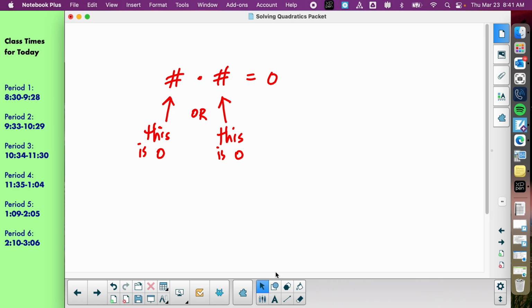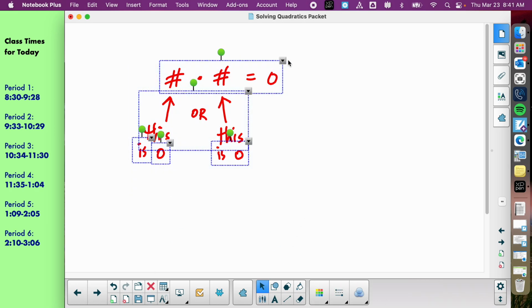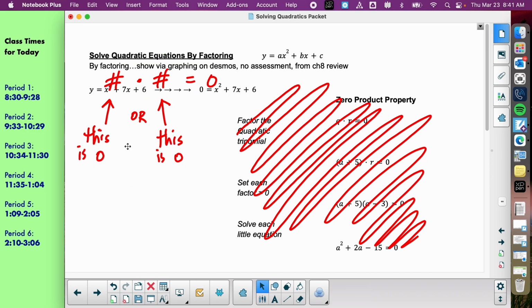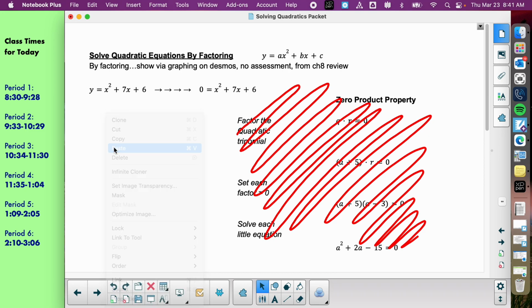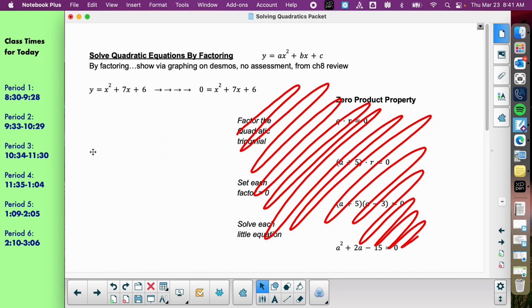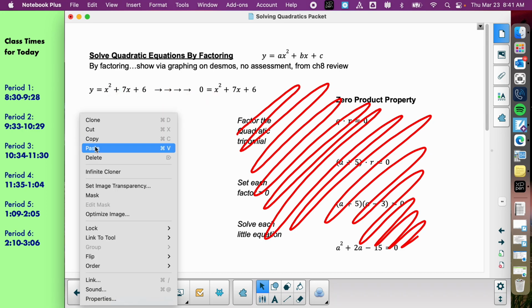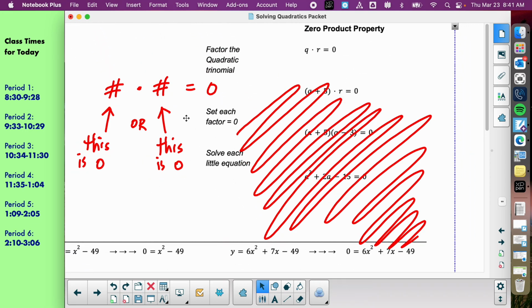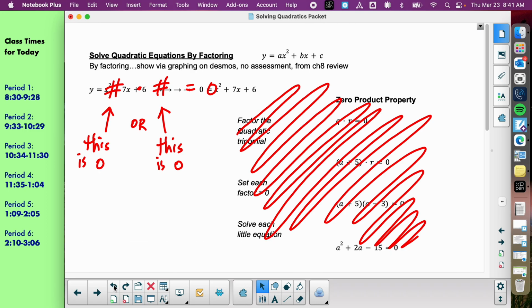Hold on, just let me copy and paste. That'd be easier. Oh, son of a gun. What? Why is it not letting me do that? Okay. Yeah, I'll just leave it there. I would put it in this open space right here and circle it.